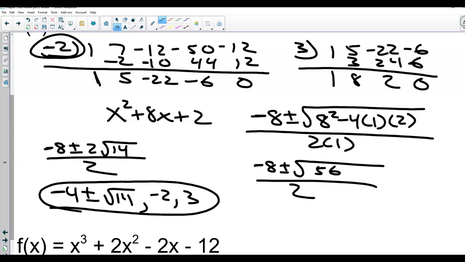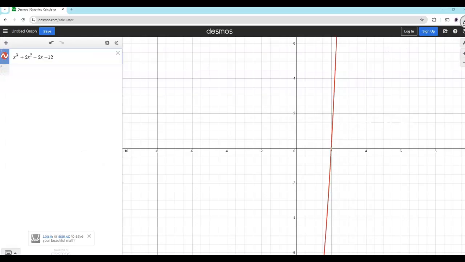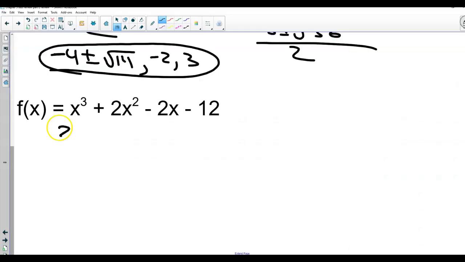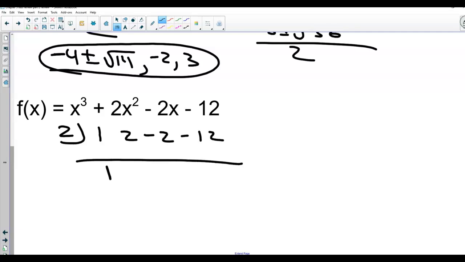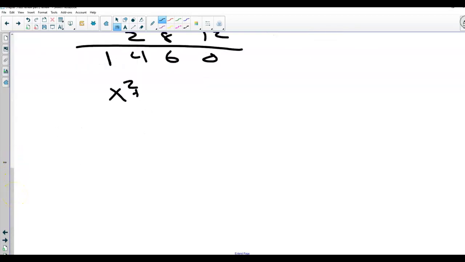With a question like this, we're just trying to find the zeros, and we use the Desmos calculator to help. The second one, when I put that into the Desmos calculator, it only crosses the x-axis at one spot, which is 2, even though there should be 3 answers. So I'm going to use 2 to synthetically divide. And chances are I'm going to get a trinomial. I'm going to have to use the quadratic formula. I'm not going to be able to factor x squared plus 4x plus 6.